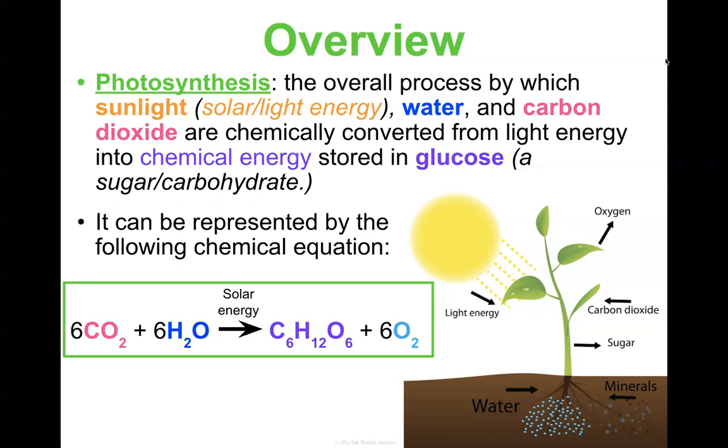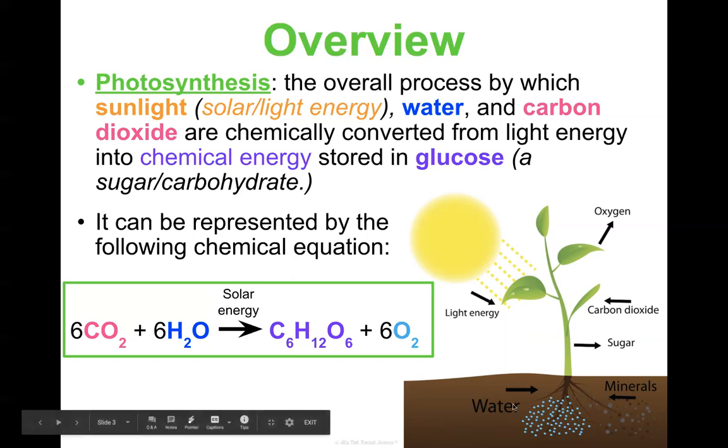6 CO2, carbon dioxide, molecules, plus 6 water molecules. We add some solar energy, and we get out glucose, C6H12O6, plus 6 oxygen molecules as a waste product.